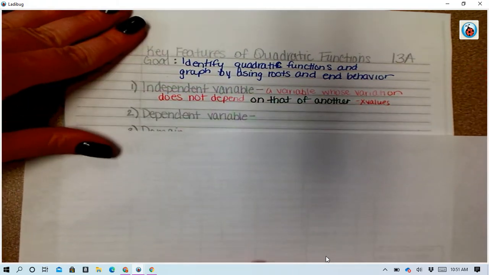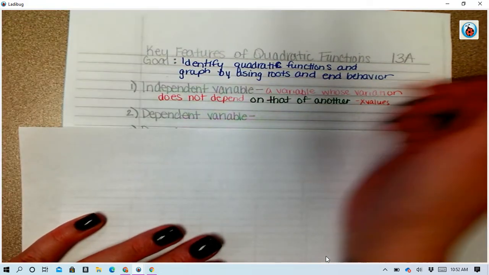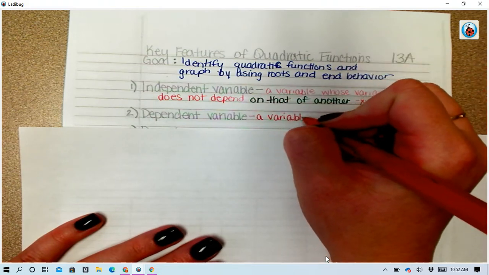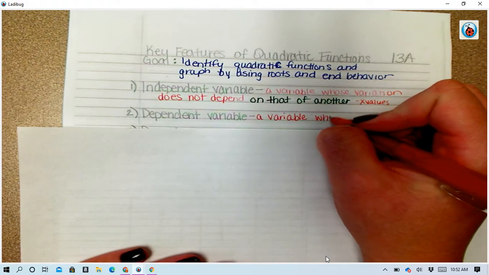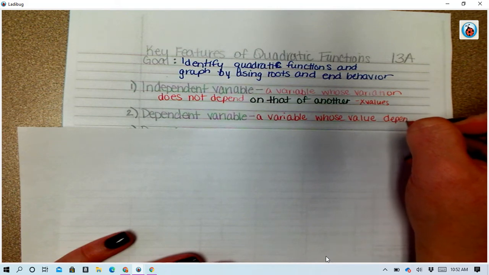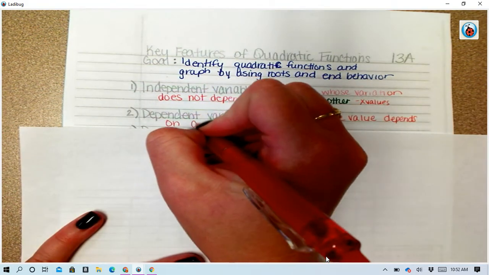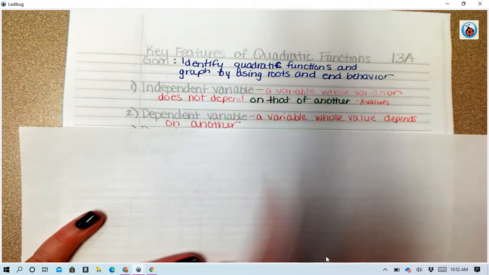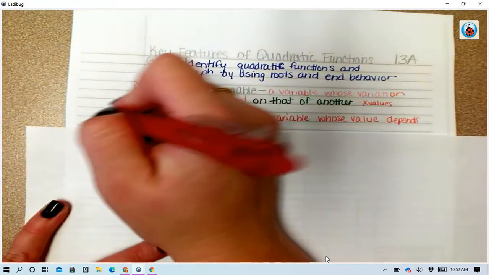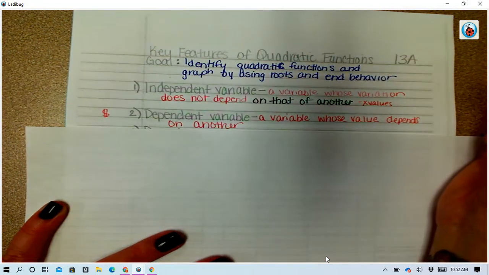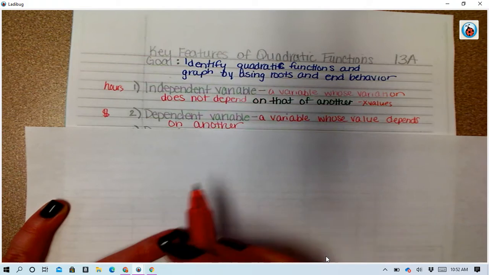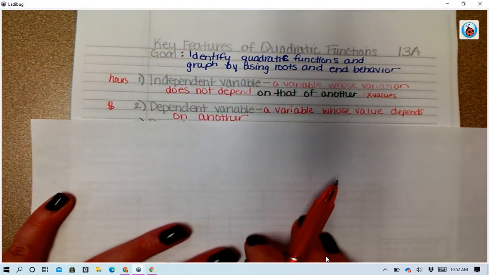Our second definition is the dependent variable. The dependent variable is a variable whose value depends on another. And the way I kind of look at these is which one depends on the other. Like your paycheck, so the amount of money you earn depends on how many hours you work. So I try to word it like that in my head to differentiate between the two.